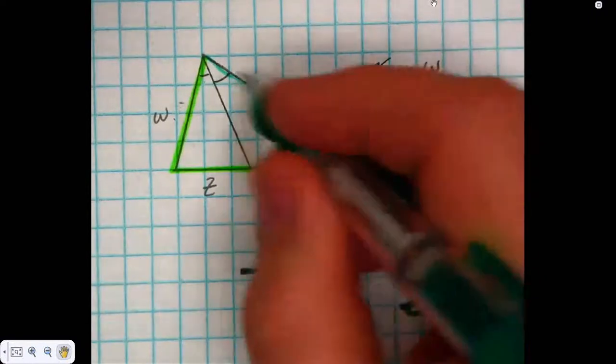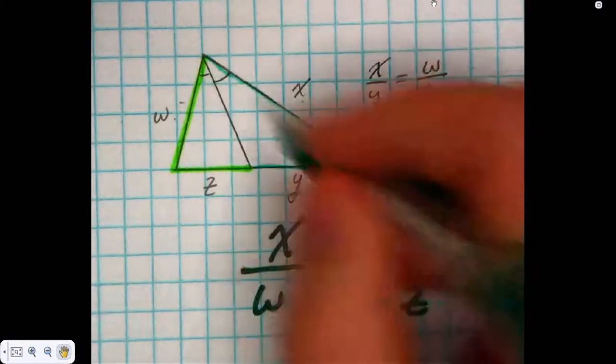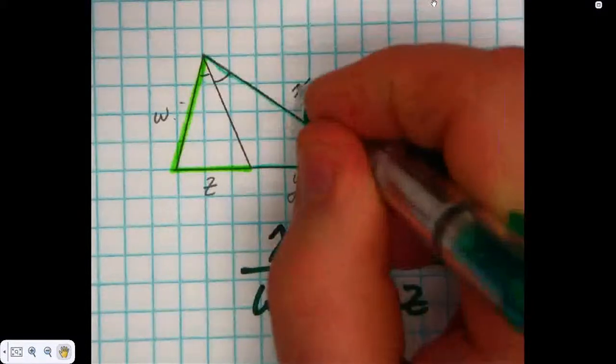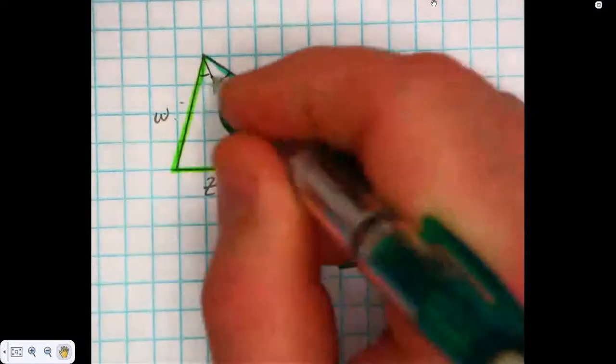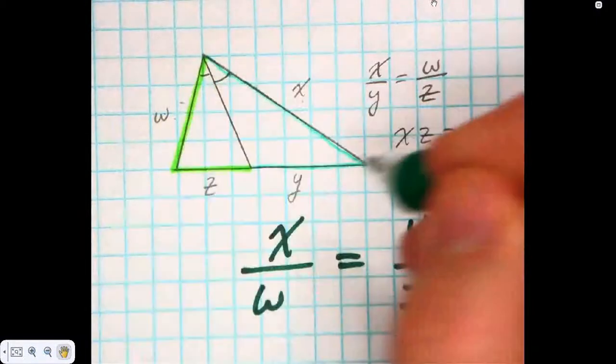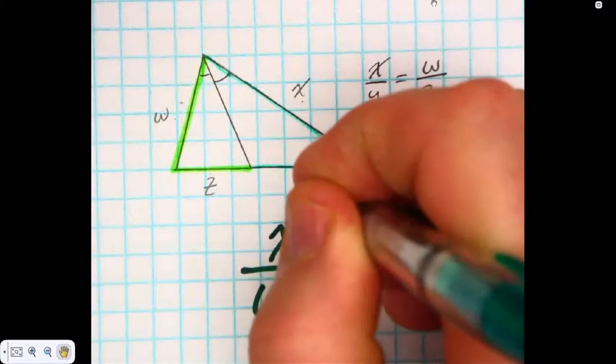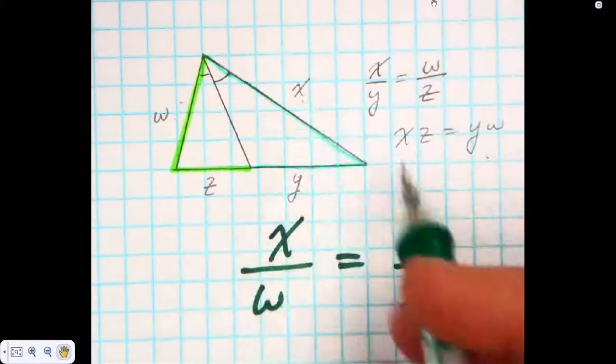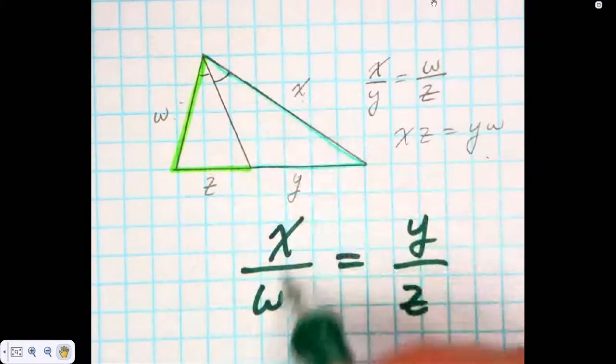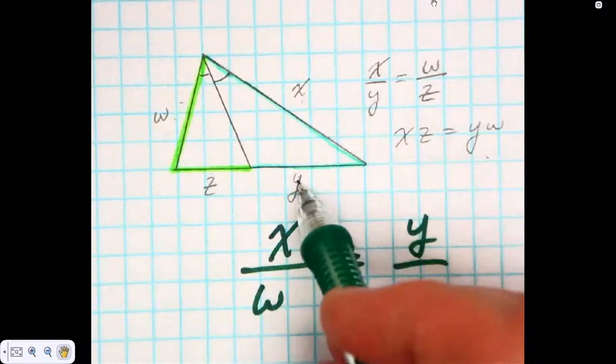You know, I had the part up here corresponding to that one. This also makes sense. Isn't this a whole side of the triangle? That whole side corresponds to that whole side. This whole side corresponds to what? So, that's why they say X over W equals what? Y over Z.